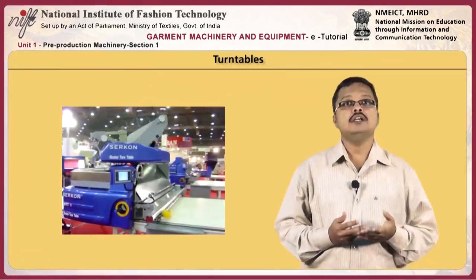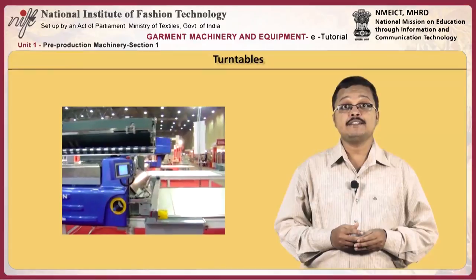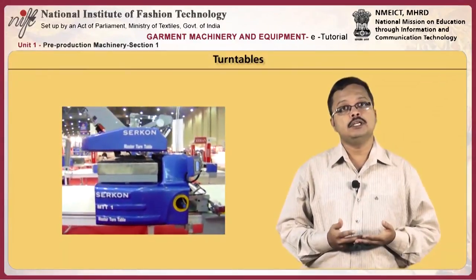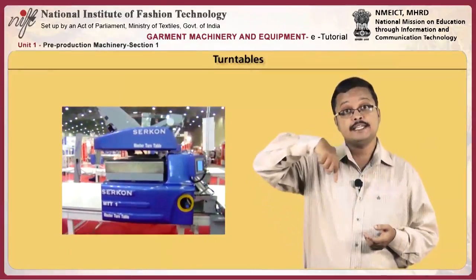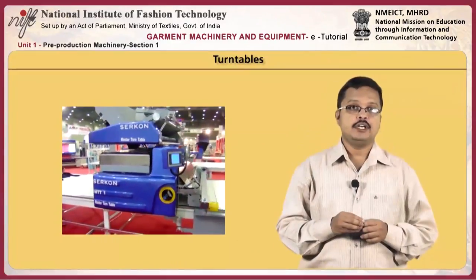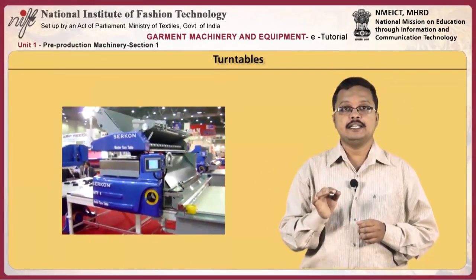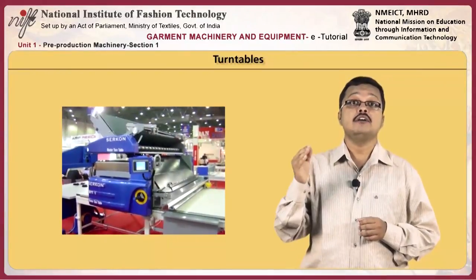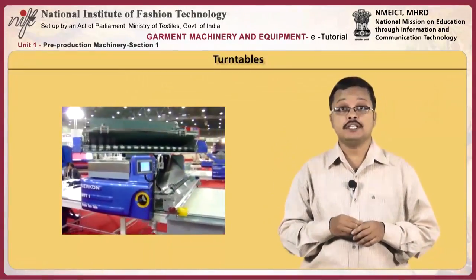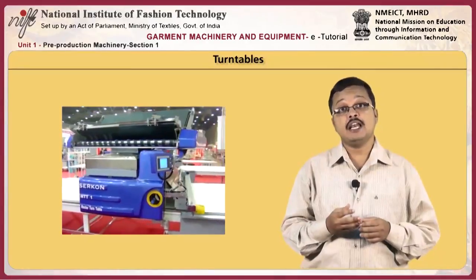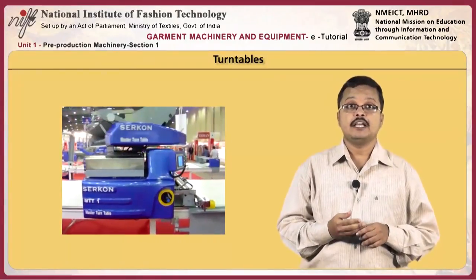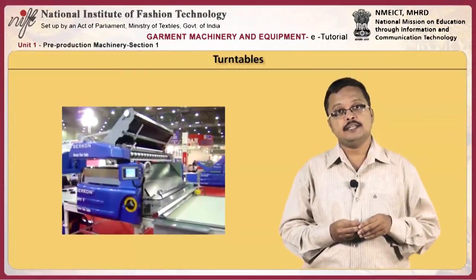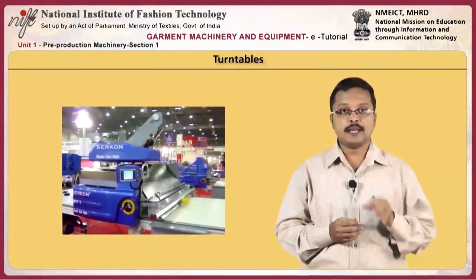Turntables. Turntables permit face-one-way spreading on every trip. The turntable rotates 180 degrees at the end of the spread. During deadheading, that is when the spreading machine returns from the spreading to its original position, the machine may travel at higher speed. A very highly automated spreader may be preset to a selected number of plies.